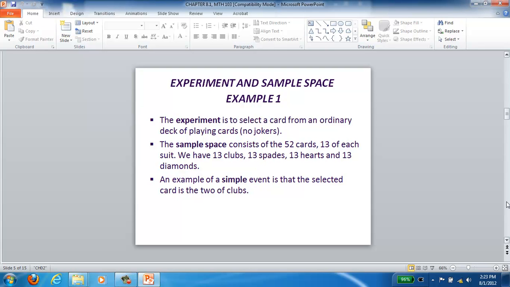So this is an example. When we select a card from a deck of cards, we have 52 cards. We have 4 aces, 4 twos, and so on. At the end we have 4 kings and 4 queens. We have 13 clubs, 13 spades, 13 hearts, and 13 diamonds, and we have 26 red and 26 black cards. An example of a simple event is that the chosen card is the 2 of clubs, or another example could be the ace of diamonds.